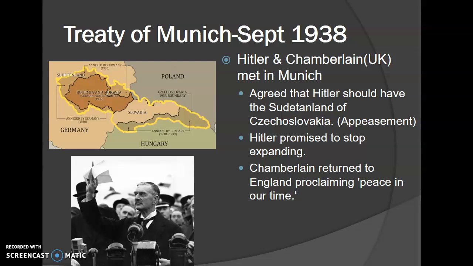Give me the Sudetenland, all right, and I will stop. This is known as the appeasement policy. All right, that's a big term. We probably want to jot that one down or highlight that. Appeasement. I always make the connection. I always think about this, right?